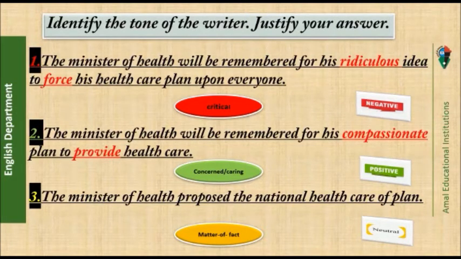In number 2, can you see the difference in the tone of voice that is used just by adding the words "compassionate" and "provide"? These words reveal his caring and concern, so the tone is concerned and caring. In number 3, the writer presents the fact. You can see that the writer just informs and that there is no emotion, so it's a matter of fact.